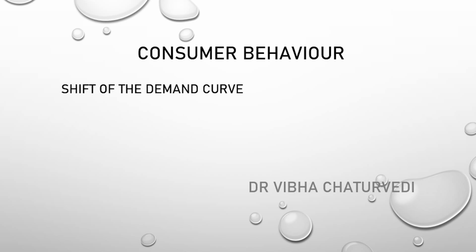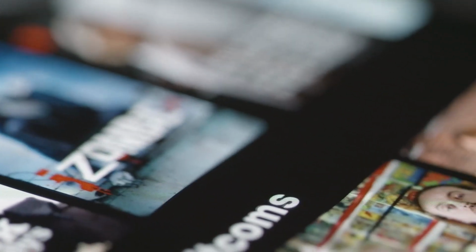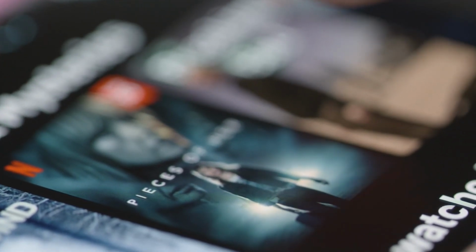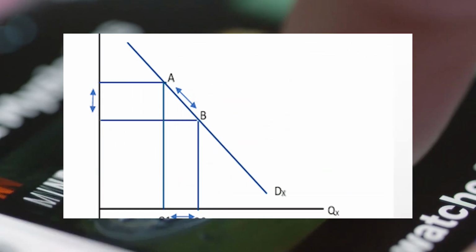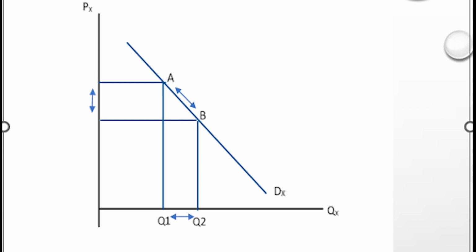In this video, I will talk about the concept of change in demand, which causes a shift of the demand curve. In the previous video, you have understood the law of demand as an inverse relationship between price and quantity demanded. Hence, a demand curve isolates the relation between the price of a good and its quantity demanded, while other factors remain constant. What are those other factors, and how do changes in them affect demand?